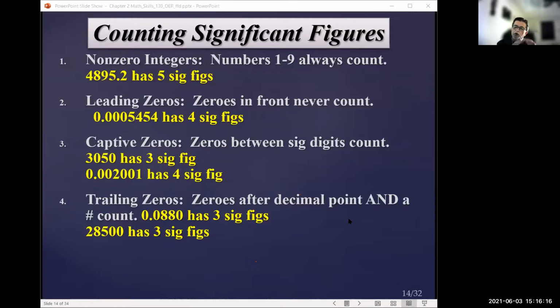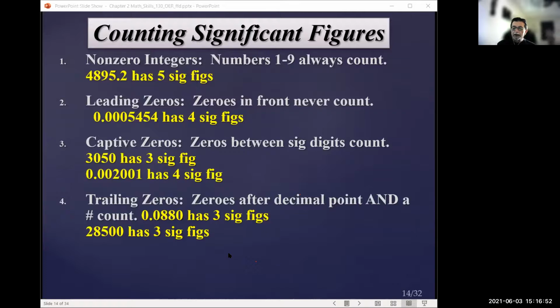If you have a 0 and you're not sure whether it counts as being significant or not, ask yourself 2 questions. Question number 1, is there an integer in front of that 0? If the answer is no, then it doesn't count. You don't have to go any further. Look at the leading zeros in number 2. Those 4 zeros, there is no integer in front of them, so they don't count. You don't have to go any further.